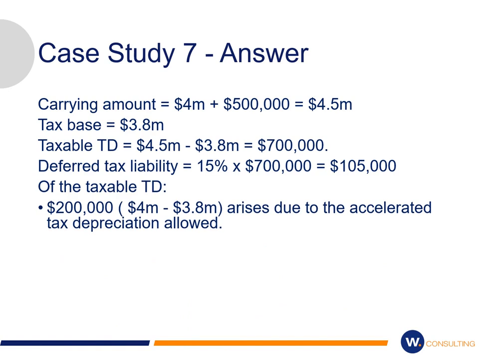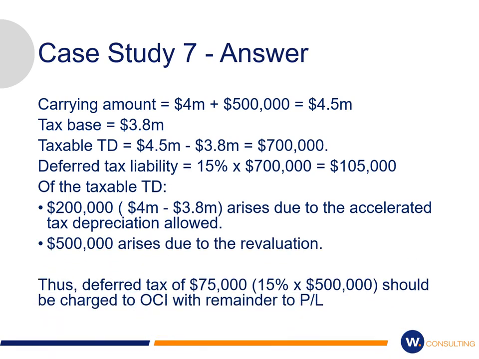200,000, as I've said, arises due to accelerated tax depreciation allowed. So that relates to our statement of profit and loss. That is an income statement temporary difference. Remember, the revaluation goes through other comprehensive income in terms of the rules of IAS 1, and therefore the deferred tax needs to follow it there. The deferred tax on the 500,000 arises through revaluation. So the deferred tax of 75,000, that's 15% of 500,000, should be charged to OCI, with the remainder going to P&L.